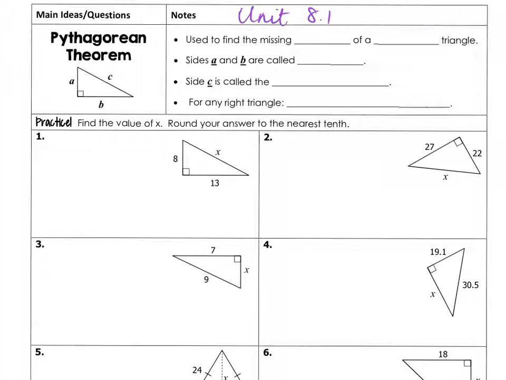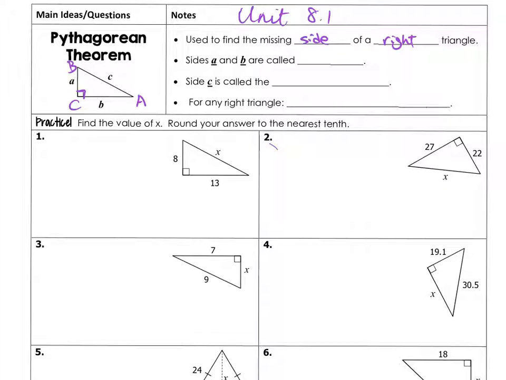On the left hand side we have a right triangle ABC. I should do ABC, and we use Pythagorean theorem to find the missing side of a right triangle. So it only applies to right triangles.